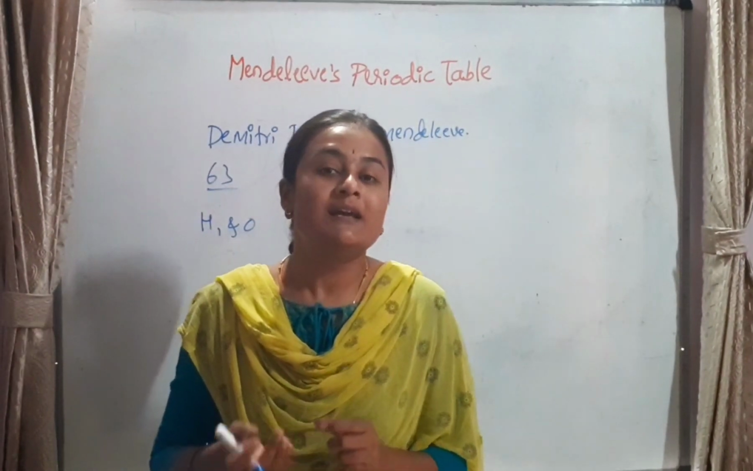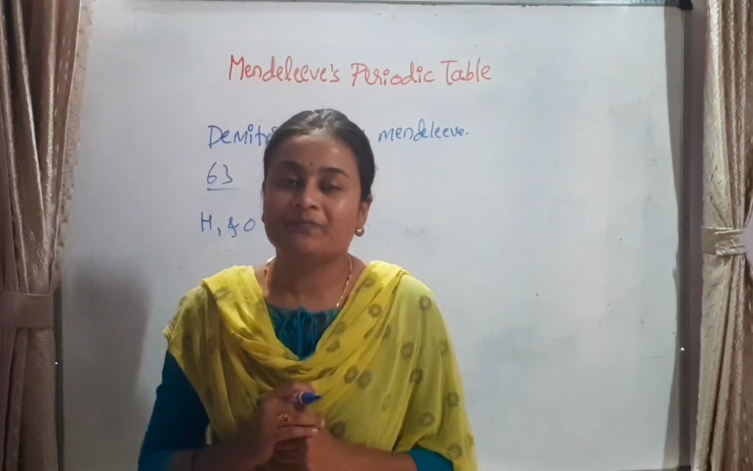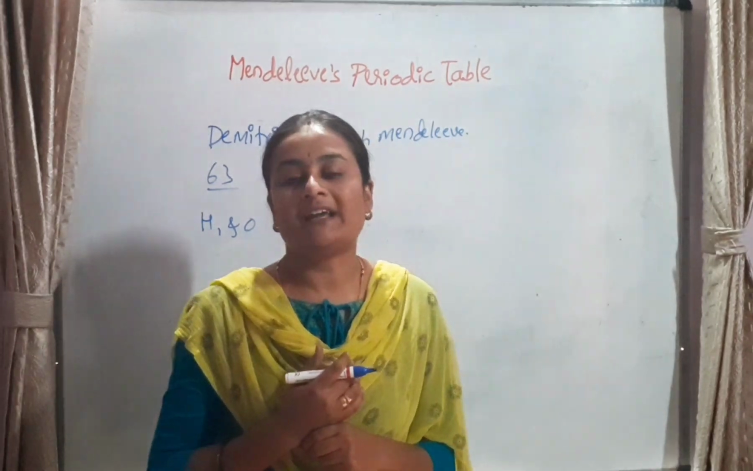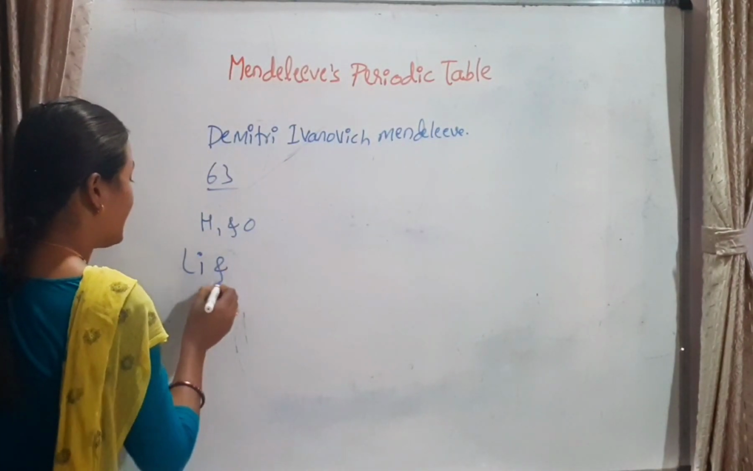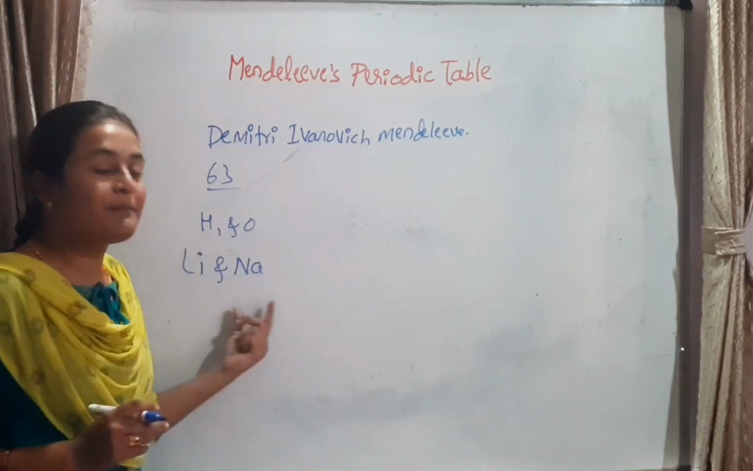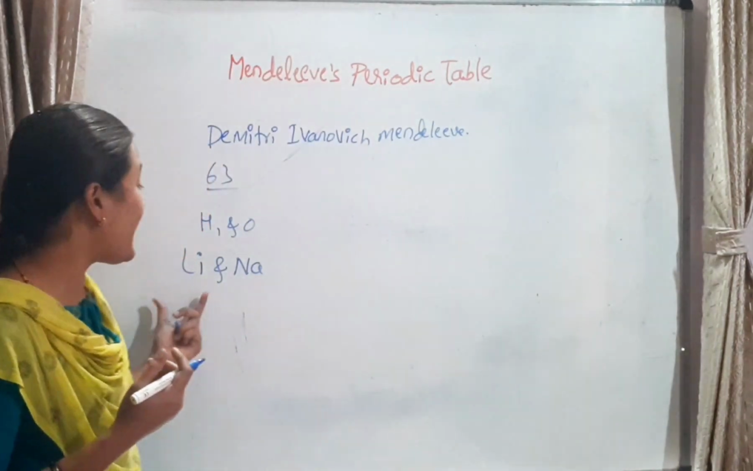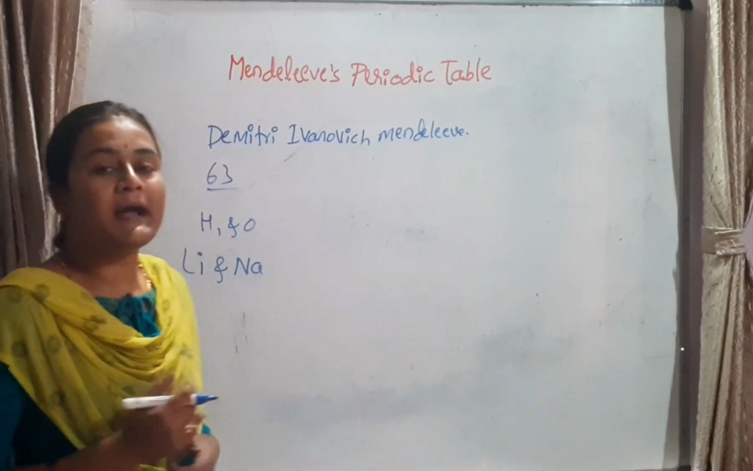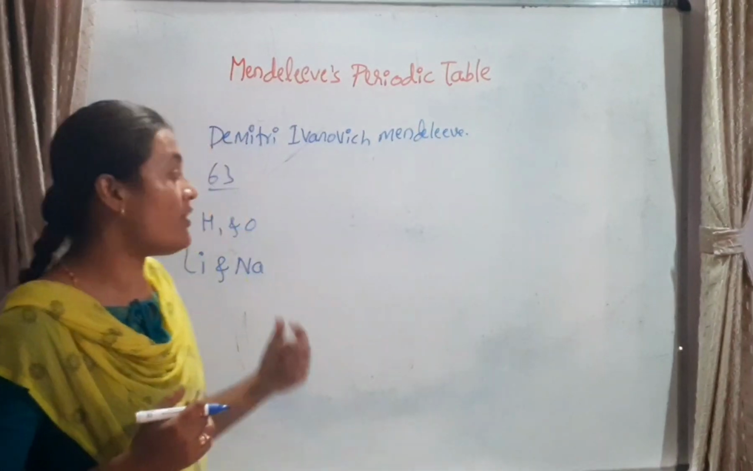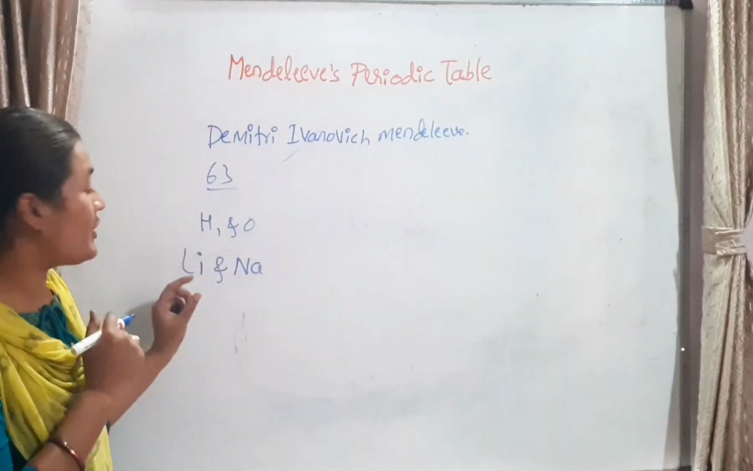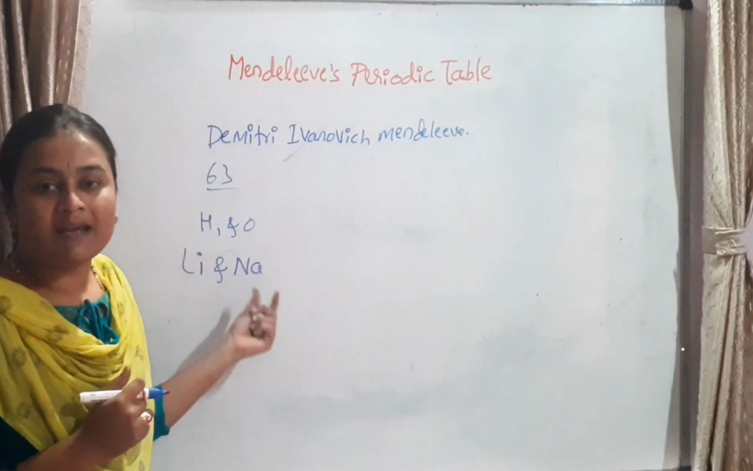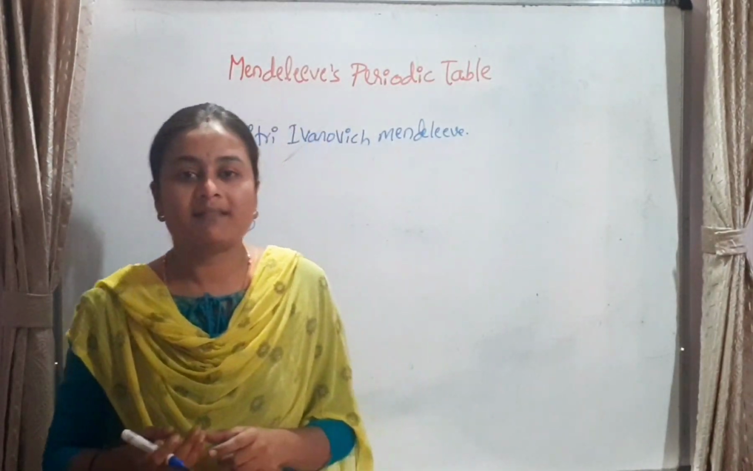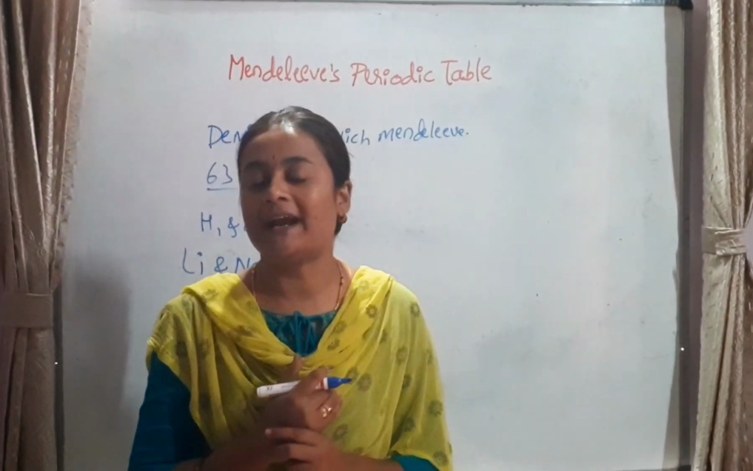Then he came to know that some of the elements show similar properties. Then he grouped those elements together and he stated his law. For example, he grouped lithium and sodium together because lithium and sodium react with hydrogen to form their hydrides. That is, lithium reacts with hydrogen to form lithium hydride and sodium reacts with hydrogen to form sodium hydride, and they react with oxygen to form lithium oxide and sodium oxide, and they react with water to form their hydroxides. And by doing this, he arranged the elements in the increasing order of their atomic masses.